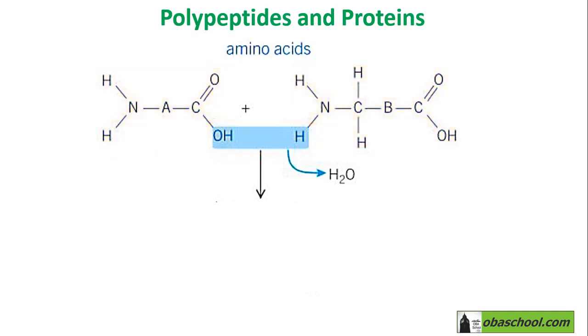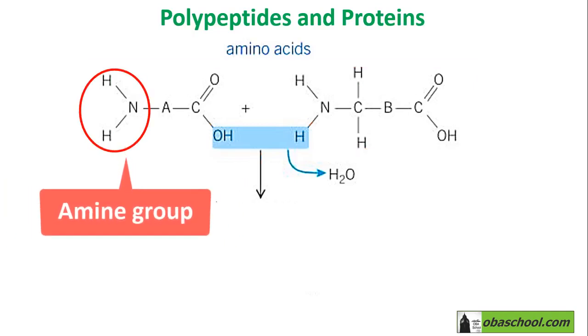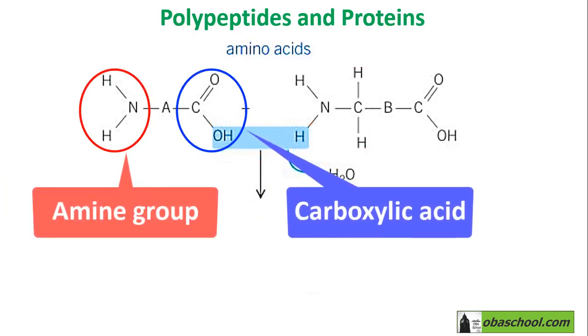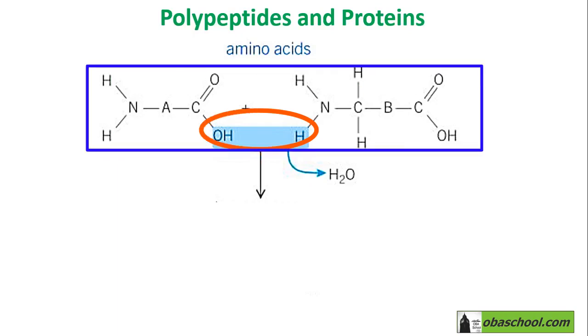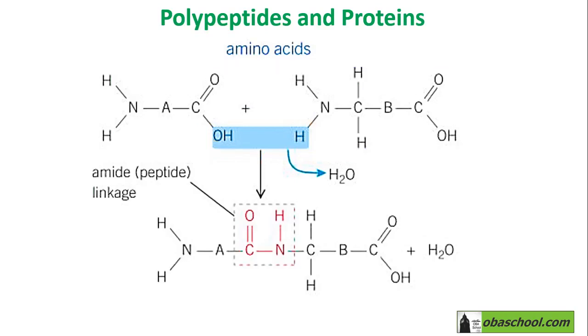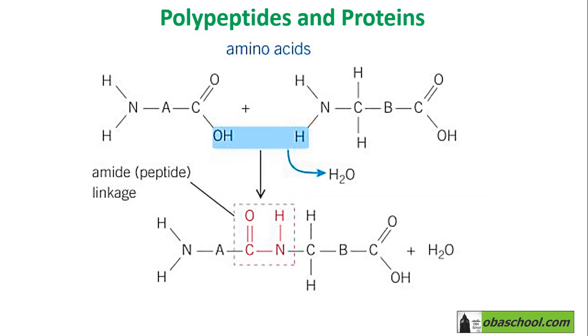And as you see here in this amino acid, an amino acid has both an amine group and a carboxylic acid group. So, the amine group of one amino acid can react with a carboxylic acid group from another amino acid. When two amino acids react like that, they will form what we call a polypeptide. So, a water molecule will be eliminated.